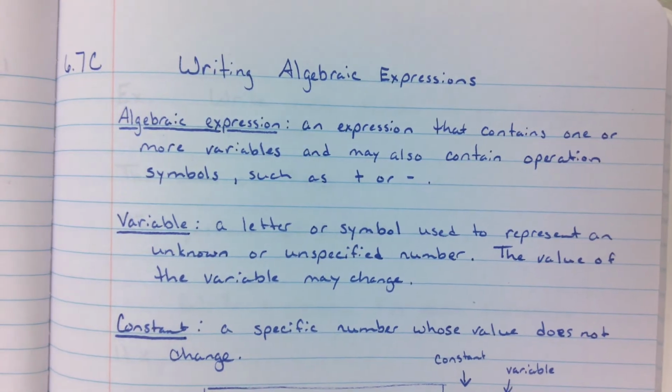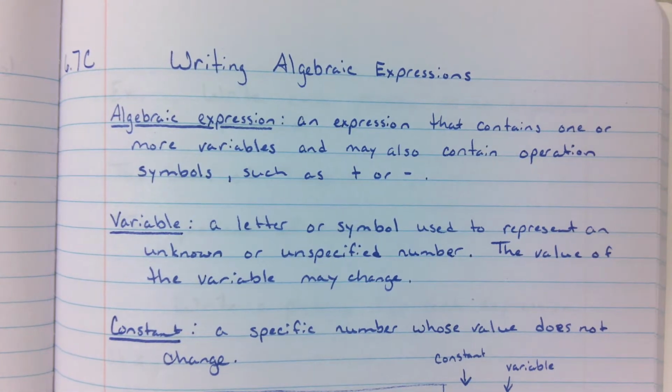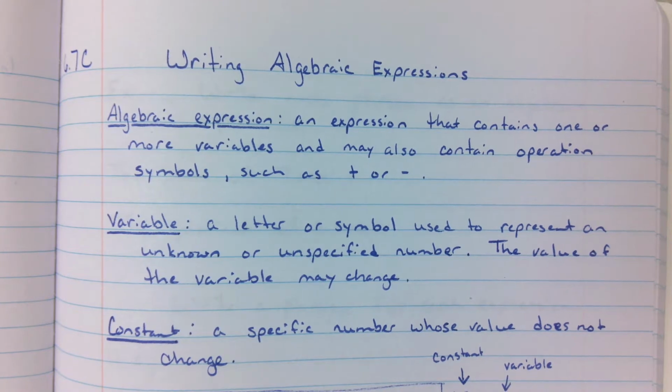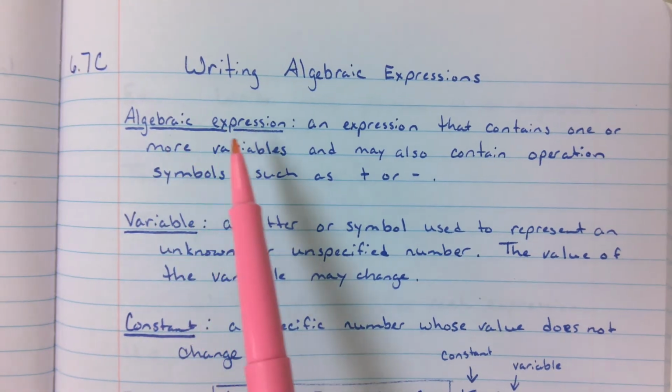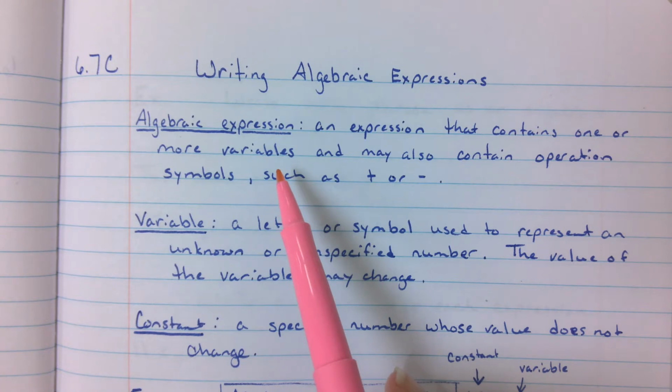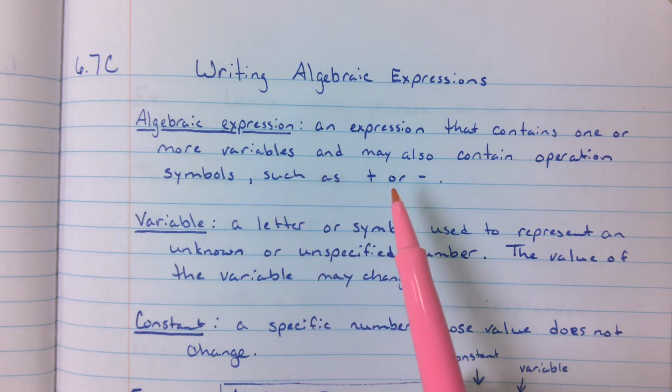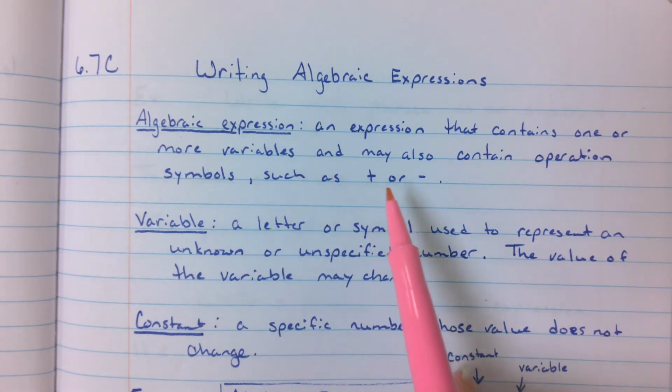Hello everybody, today we're going to look at writing algebraic expressions. We're going to go over some vocabulary first. So an algebraic expression is an expression that contains one or more variables, and it may also contain operation symbols such as addition or subtraction.